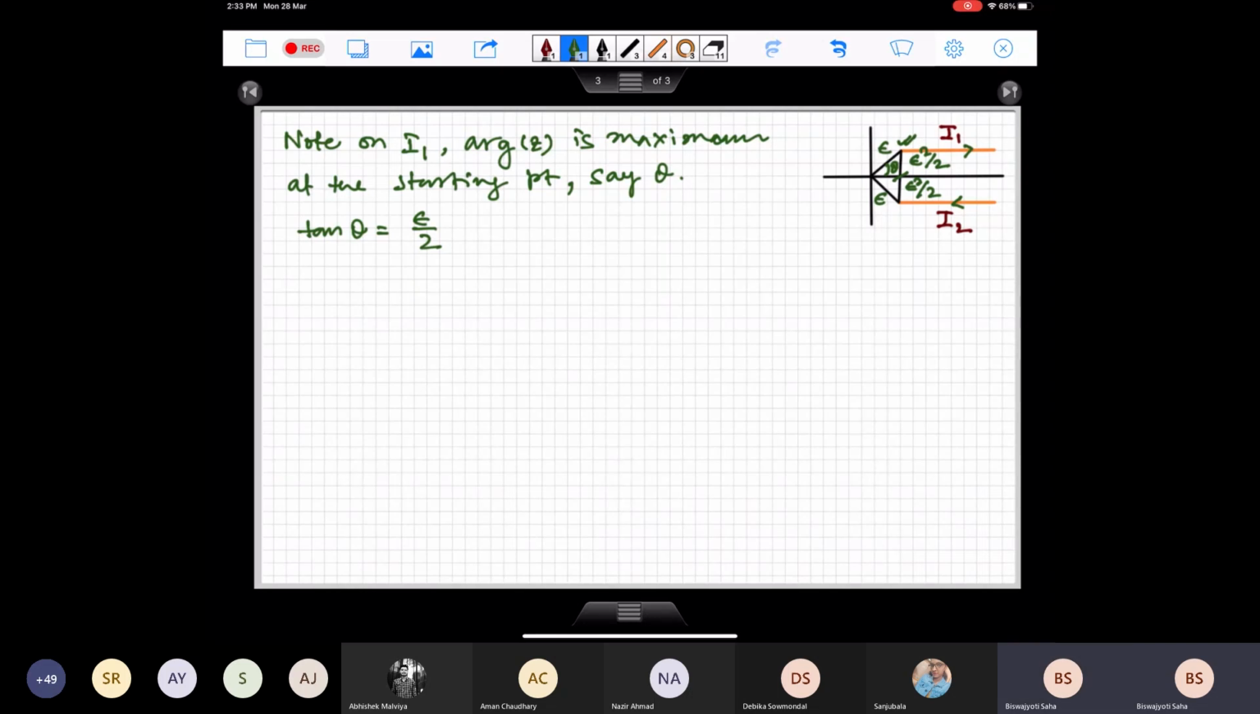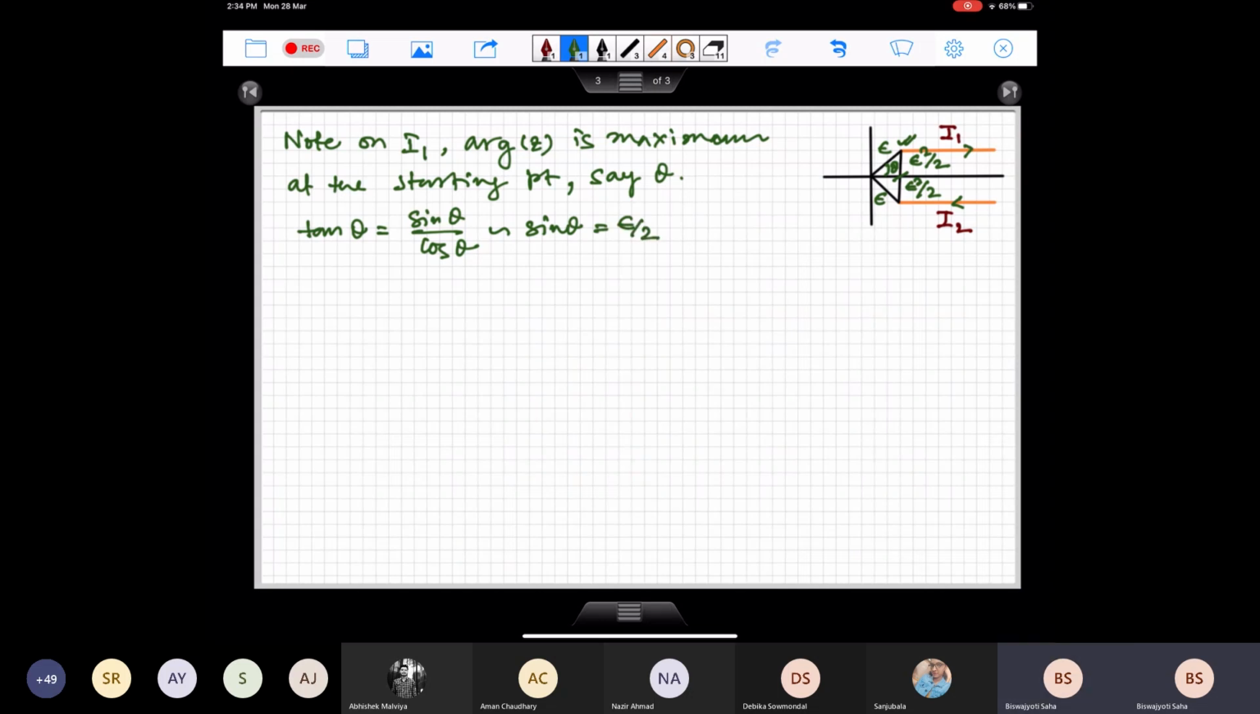Tan is what? Sine is perpendicular by hypotenuse, and so this is sine theta by cos theta. Let me just write that. Sine theta by cos theta. And of course, as epsilon gets smaller and smaller, your theta is going to become smaller and smaller. So your cos is going to become close to 1. So your tan theta is roughly about sine theta, which is epsilon by 2.